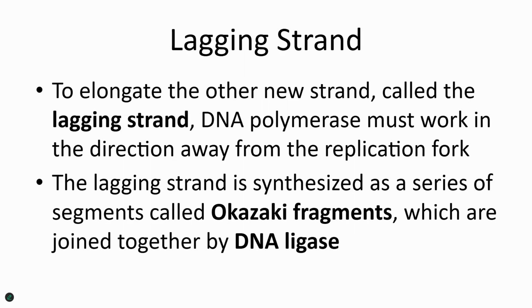But the other side of the molecule is anti-parallel, and because of that, the DNA polymerase has to make the new strand in the opposite direction of the replication fork, but it has to move in the overall direction of the replication fork. So it's going to be making it in small sections as it goes, as the replication fork keeps growing and growing. And so the lagging strand is going to be made in a series of segments, and those segments are called Okazaki fragments.